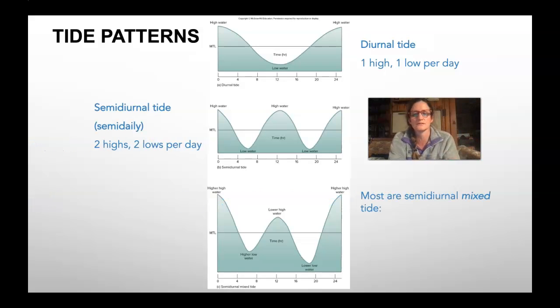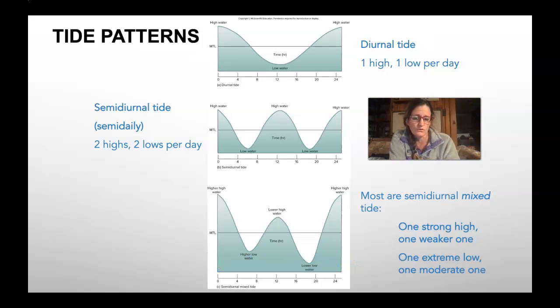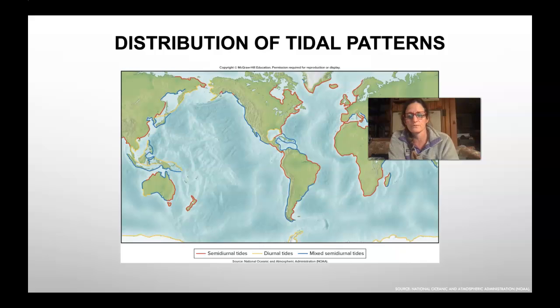And then the mixed. Most of them are going to be semi-diurnal mixed, so with two highs and two lows, and then they're going to be not the same height. There'll be one strong high, one weak one, and one strong or extreme low, and one not so extreme low.